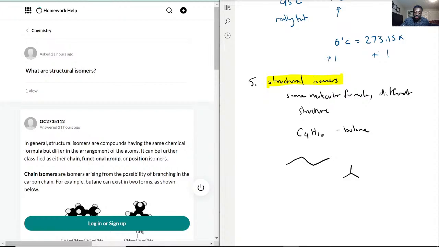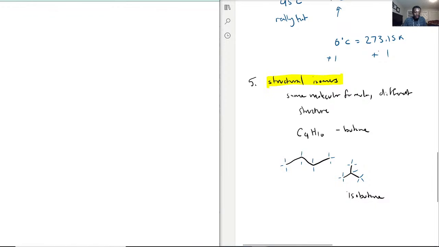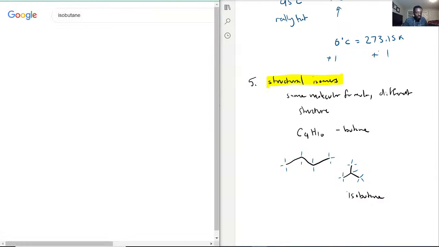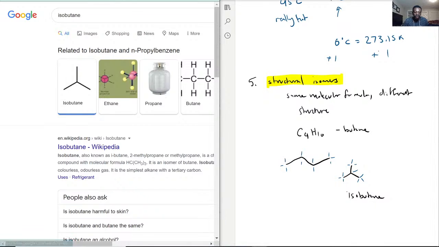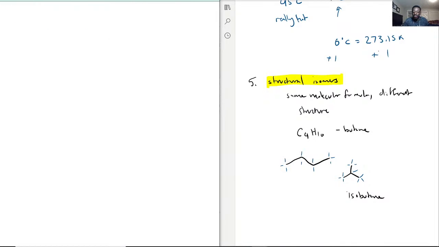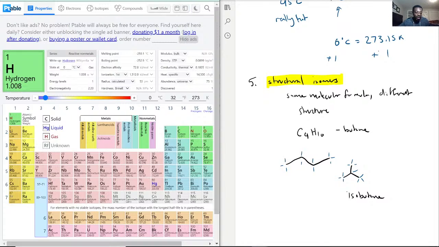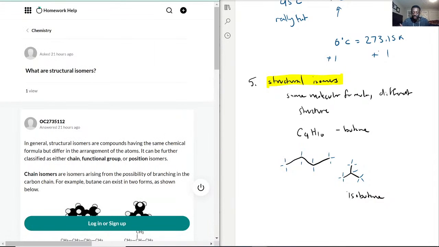And you notice actually that if you count the hydrogens, 1, 2, 3, 4, 5, 6, 7, 8, 9, 10. 1, 2, 3, 4, 5, 6, 7, 8, 9, 10. So both of these are still C4H10, but this one here is called isobutane. That's just the name if I remember correctly. Yep, that is it. It pops up a lot in chemistry, which is why I just remembered it off the top of my head. But exactly, these are what structural isomers look like.